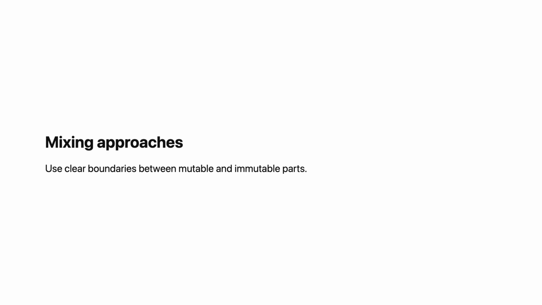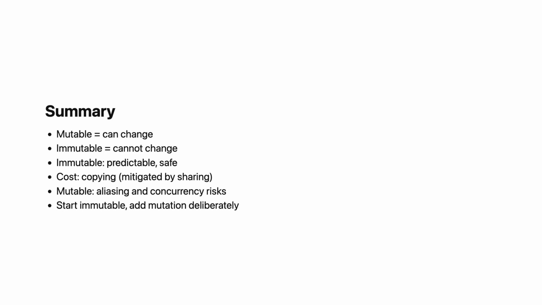Real programs often mix both approaches. You might have an immutable data model. The records that represent your domain are immutable, but you build them up using mutable builders. Local mutation, immutable result. You might have immutable messages passed between components. Each component can have mutable internal state. The key is clear boundaries. Know what is mutable and what is not. Document it. Enforce it where possible. Do not let mutable and immutable mix unexpectedly.